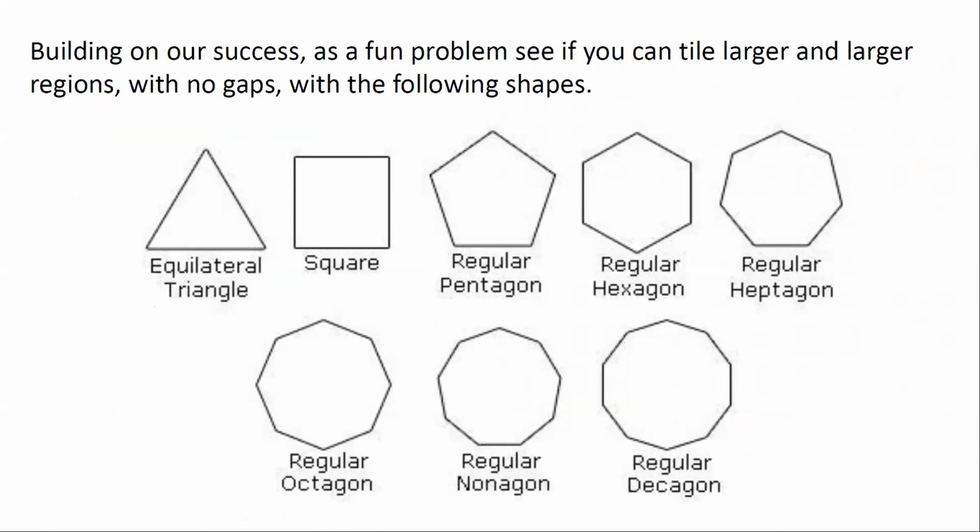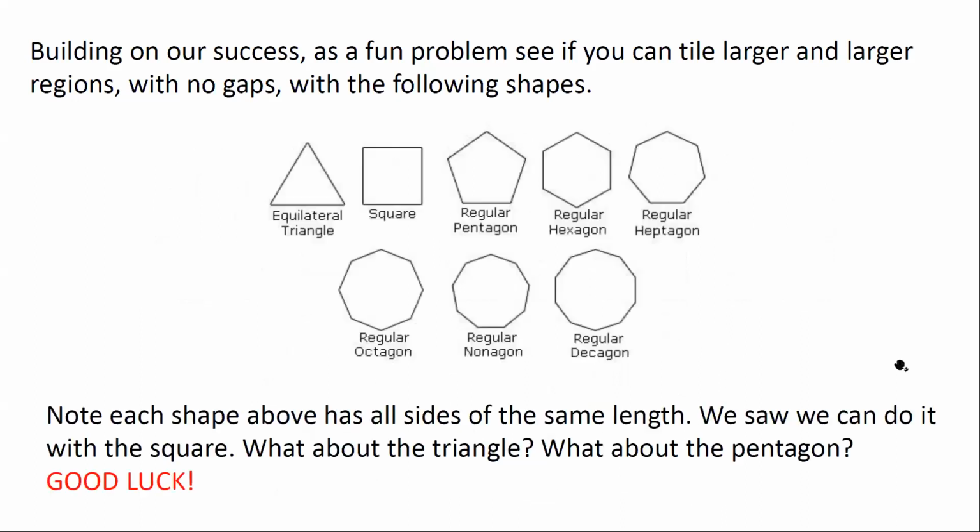So building on our success, as a fun problem, see if you can tile larger and larger regions with no gaps using the following shapes. So we have a triangle, a square, a pentagon, a hexagon, a heptagon. How many sides do you think a heptagon has? 7. And an octagon? 8. And a nonagon would be 9, and a decagon would be 10.